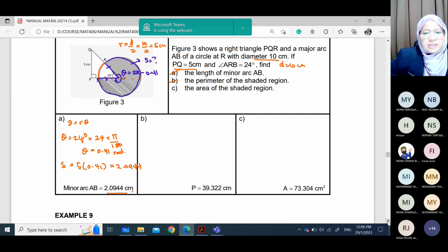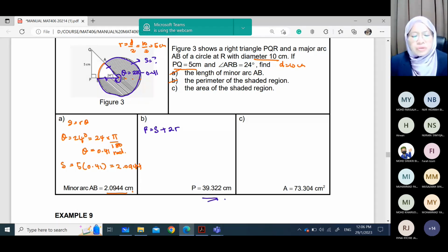Okay, and then find the perimeter of the shaded region. So perimeter sama juga dengan S plus yang ini, ukuran yang ini adalah 2 radius, 2 times R. Dapat tak 39.322?